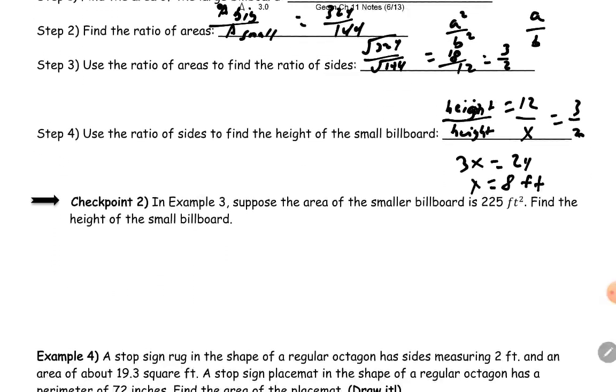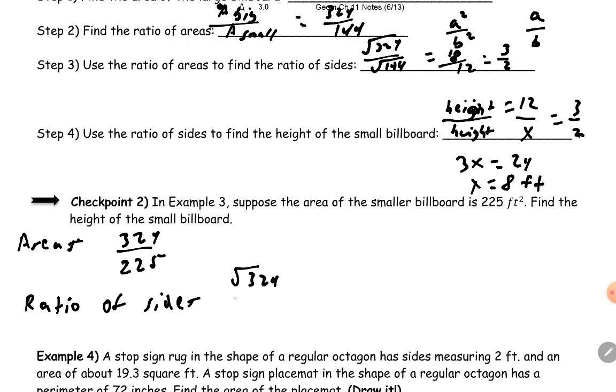Alright, suppose the area of the small billboard is now 225 square feet. Find the height of the small billboard. So it's very similar to what we did. Ratio of areas is 324. This time it's 225 for the small billboard. If we take the square root to find the ratio of sides, that would be the square root of 324 over the square root of 225. That's 18 over 15, which is 6 over 5.